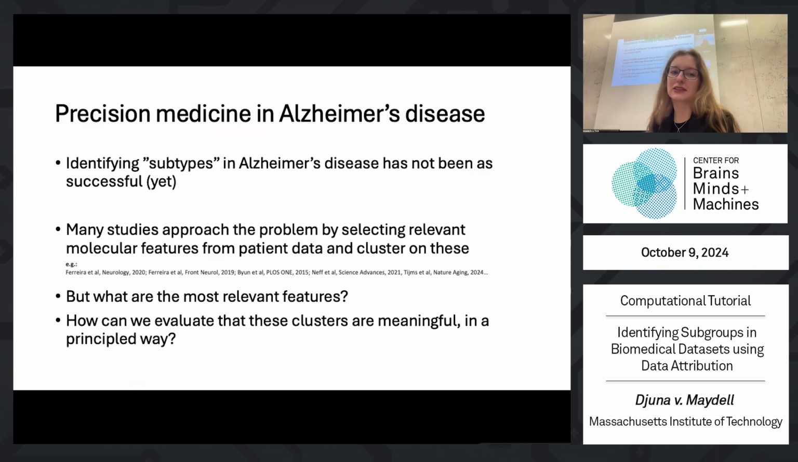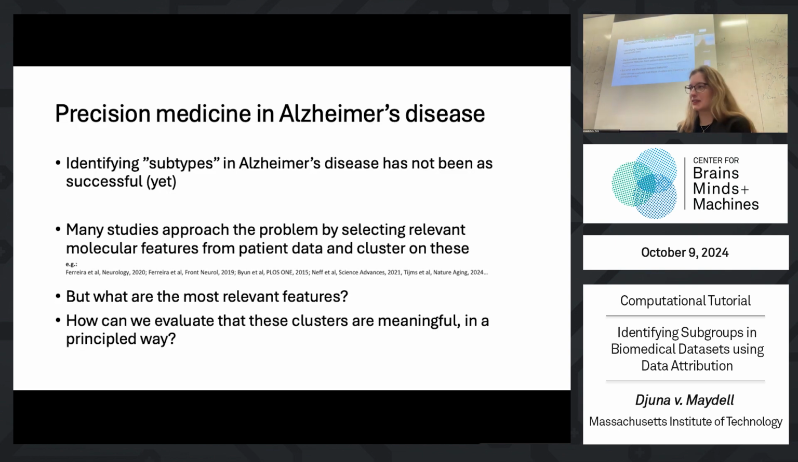But when we look at Alzheimer's disease, identifying subtypes of the disease that actually use different molecular mechanisms to develop the pathology and the cognitive decline that we associate with the disease hasn't really been successful yet. That's evidenced by the fact that we don't have any precision treatments for the disease, let alone really any treatments at all that work well.